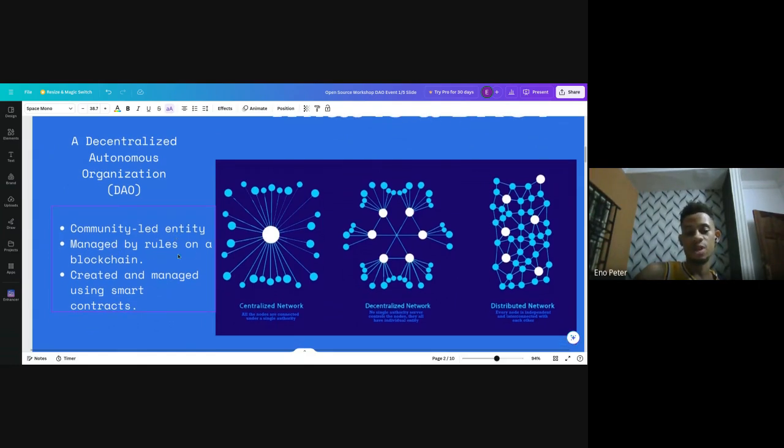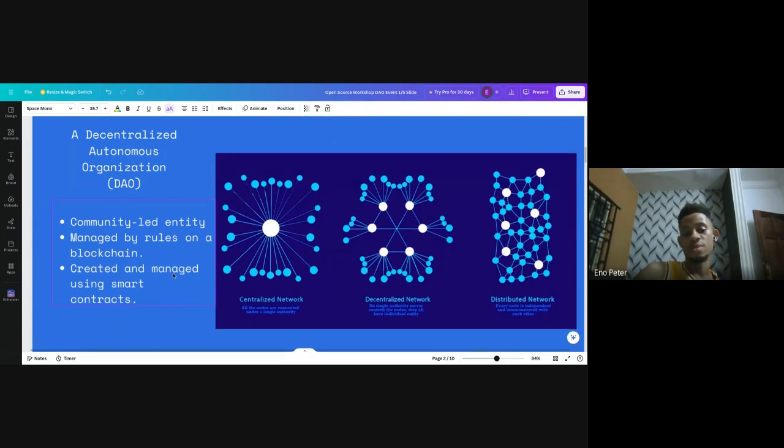So it's a community-led entity. The rules are managed by code, like on a blockchain, you declare it, and it's created and managed using smart contracts. So normally you have a centralized network, like this would be a bank, this would be a blockchain.